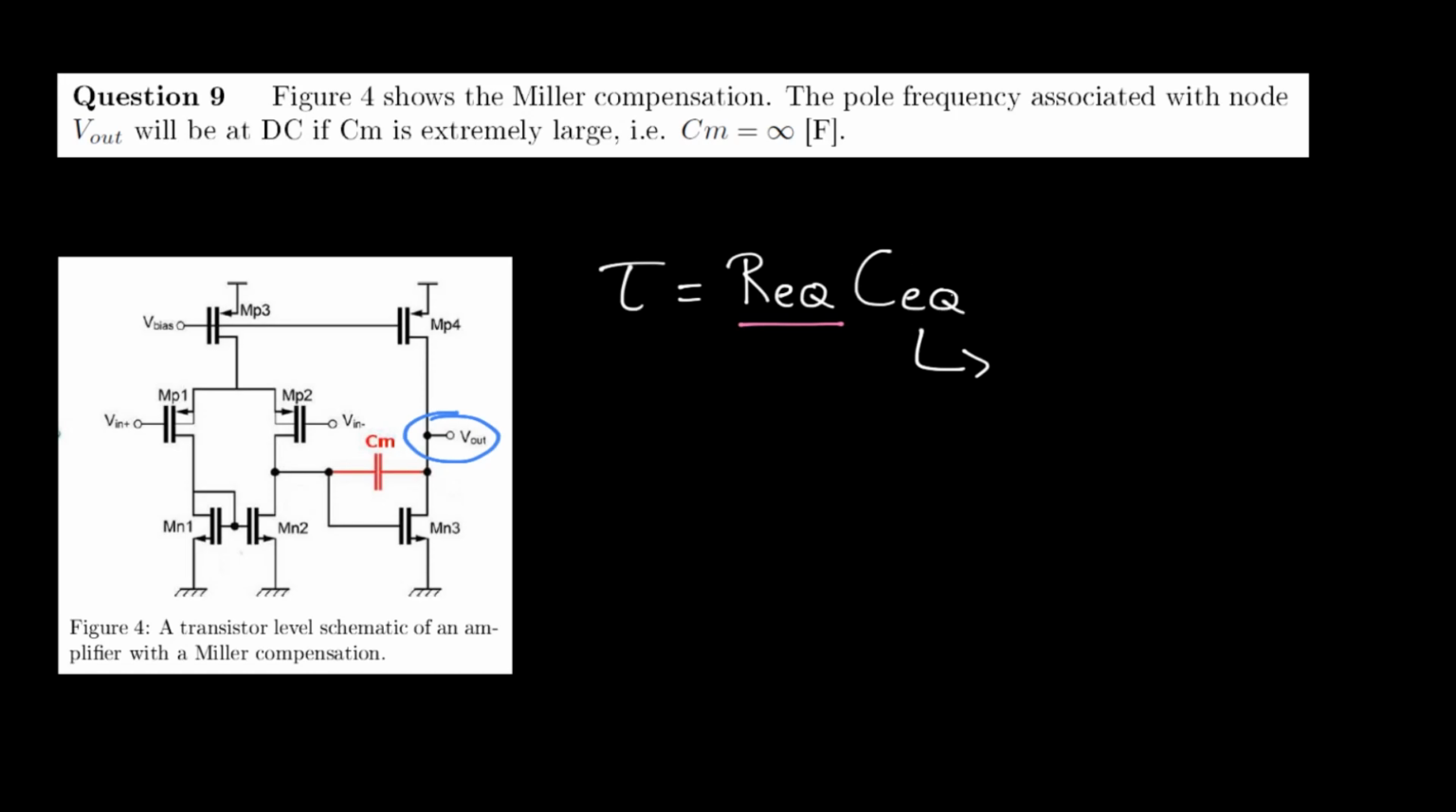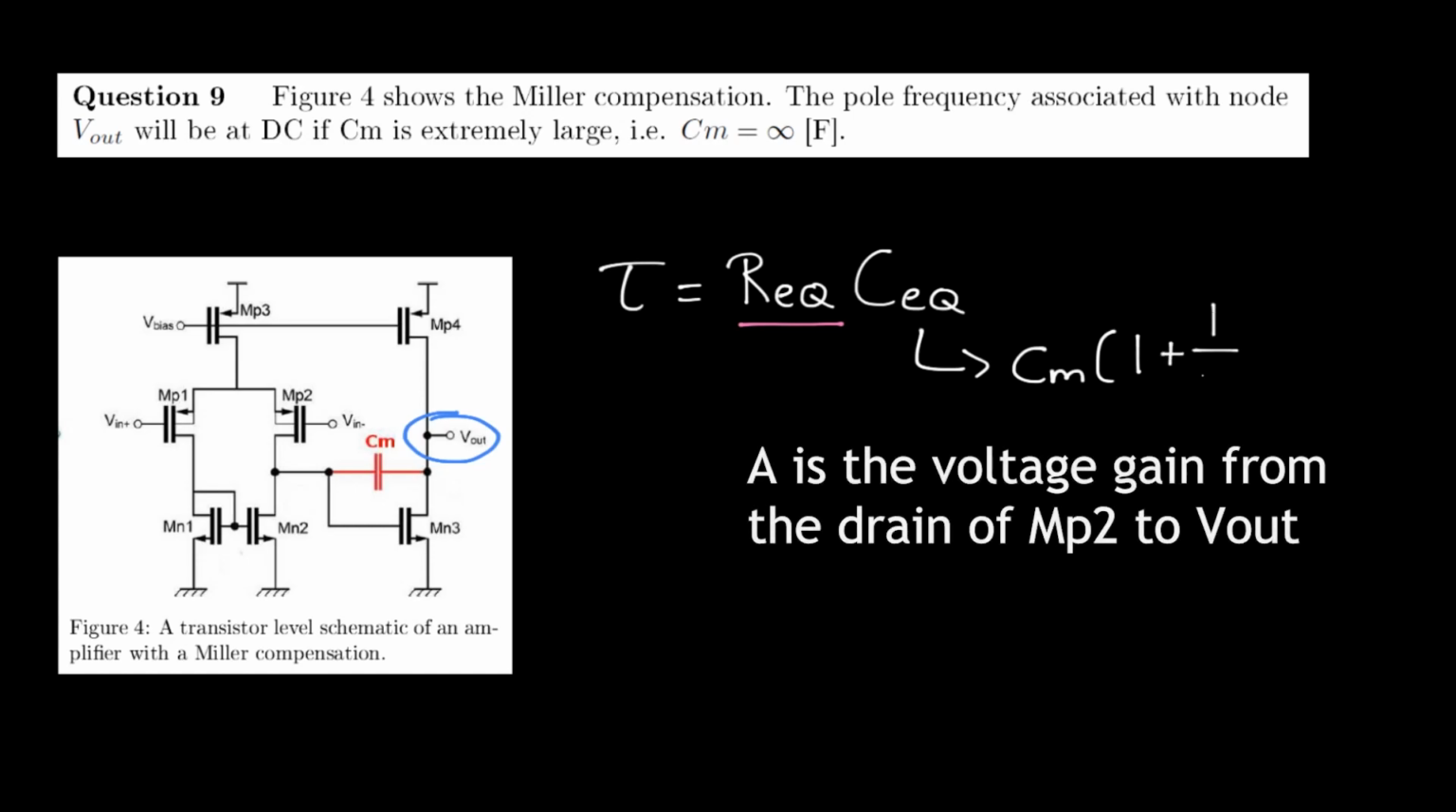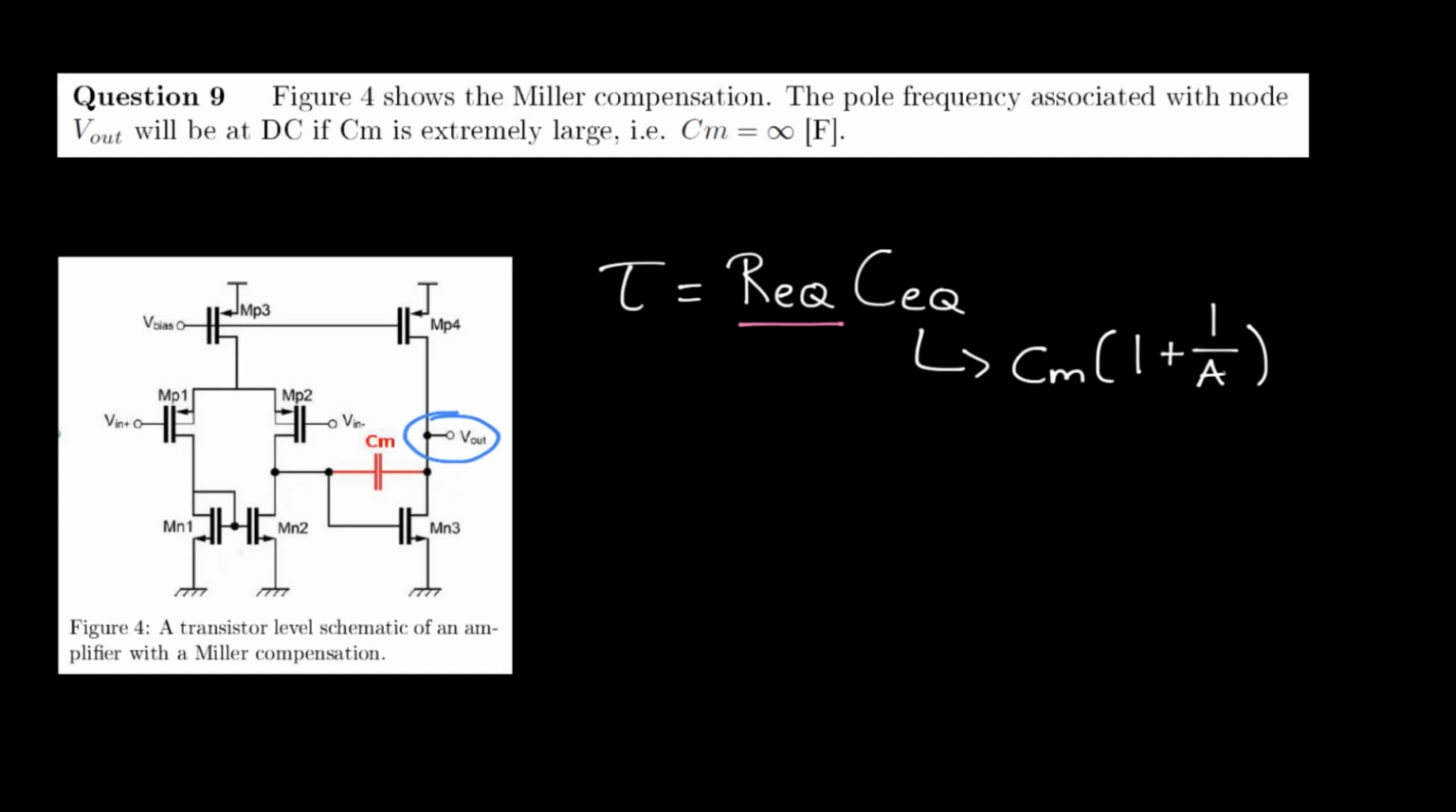So to compute that equivalent capacitance, you need to take Cm and then apply the Miller effect, because we have it between two stages of an amplifier. So that is 1 plus 1 over A and not 1 plus A, for the reason that Vout in this case is the output of your amplifier. So that's where this inversion comes from.